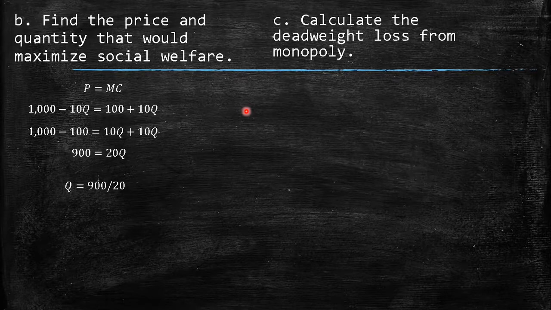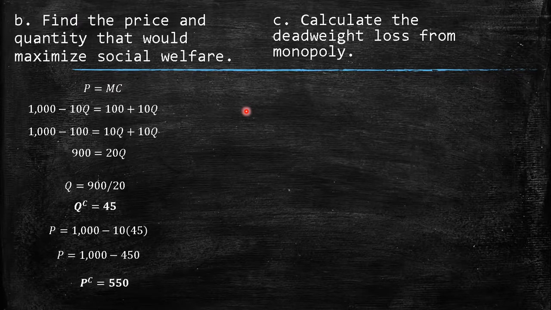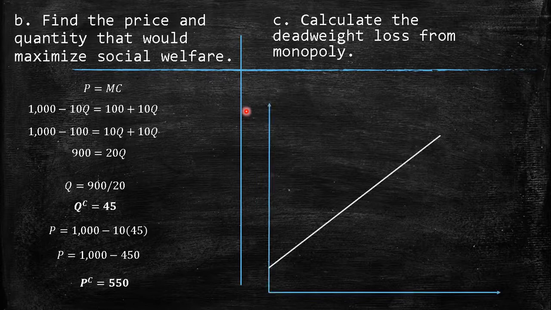We just collect terms, and here we make the quantity 45, which is higher than 30. Anytime we find the quantity in a competitive market, it should be higher than the monopolist's, and the price should be lower. And here we have the price, so then the price should be 550. Then calculate the deadweight loss from monopoly.